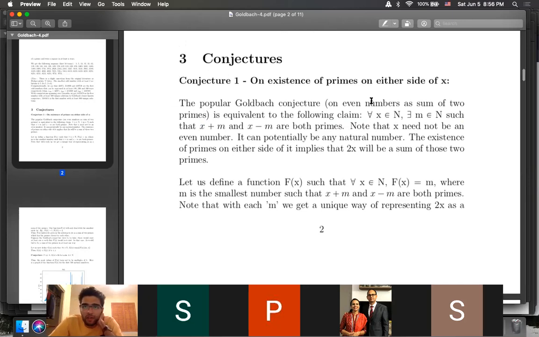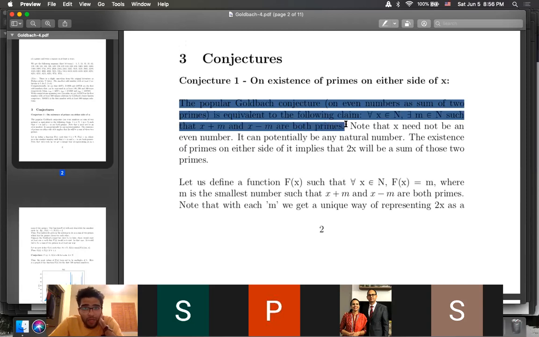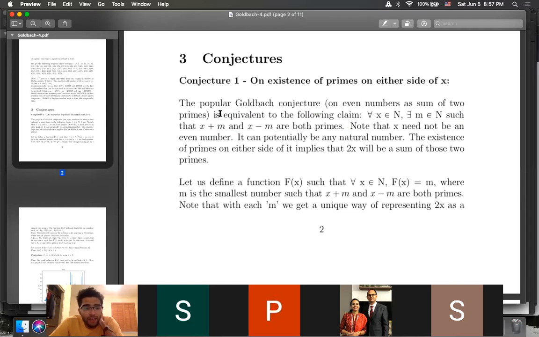The popular Goldbach conjecture on even numbers as sum of two primes is equivalent to the following claim. Now this is a very dense statement, meaning it would take us some time to understand what it means. So let's study it very closely. I want to change the statement of the original Goldbach conjecture into something else, like changing active voice to passive voice in English, or restating a statement to make more sense in a setting. I'm just trying to take the original Goldbach conjecture and rephrase it without changing its meaning, just to make the same sense but to understand it better.